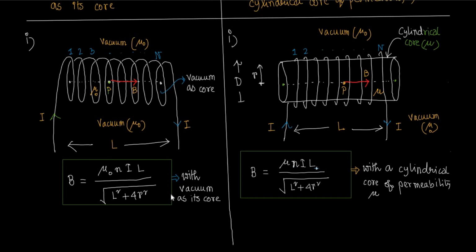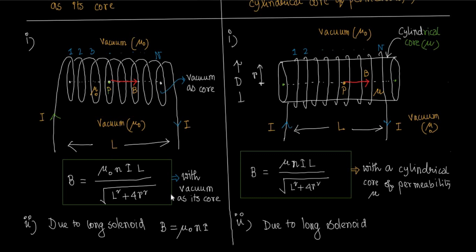But if the solenoid has infinite length, or the solenoid is very long, in that case what should be the assumption? Due to a long solenoid, B will have the expression B equal to mu 0 N i, but due to the long solenoid on the right hand side B will be only mu N i.